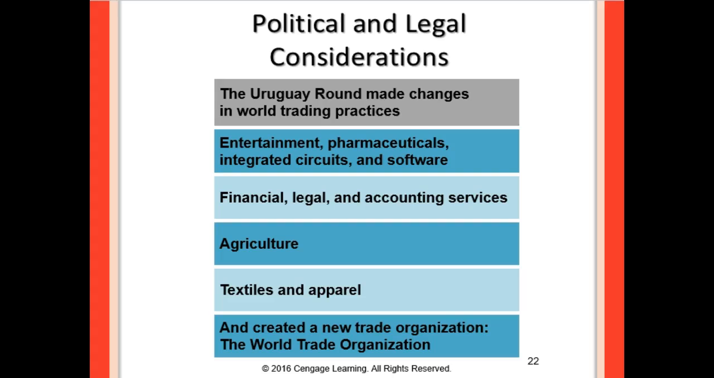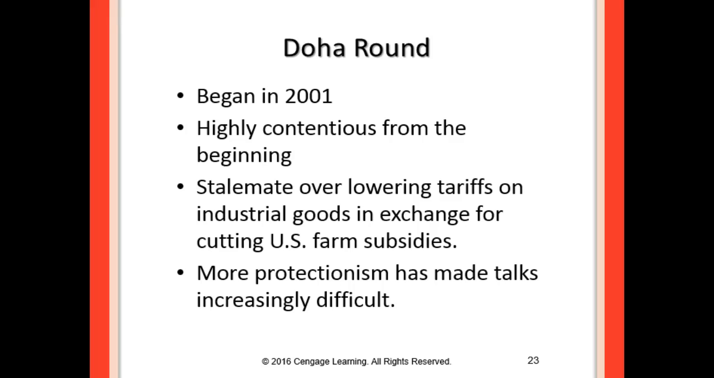Alright, picking up where we left off, the next slide is going to talk about the Doha Round, and this is beginning in 2001, as you can see here, and this one was not as easily accepted among more countries. The big problem was the third bullet that you see here, where it says there's a stalemate over lowering tariffs. Remember, tariffs are taxes. So lowering taxes on industrial goods.